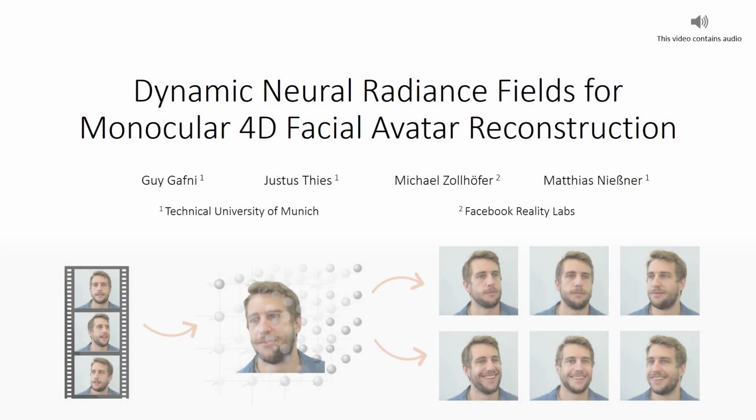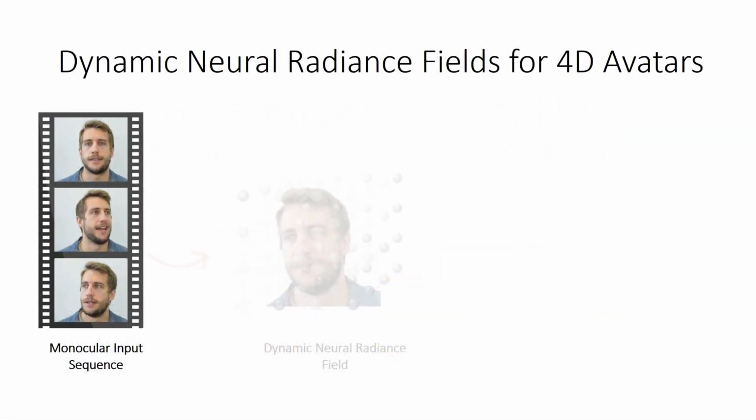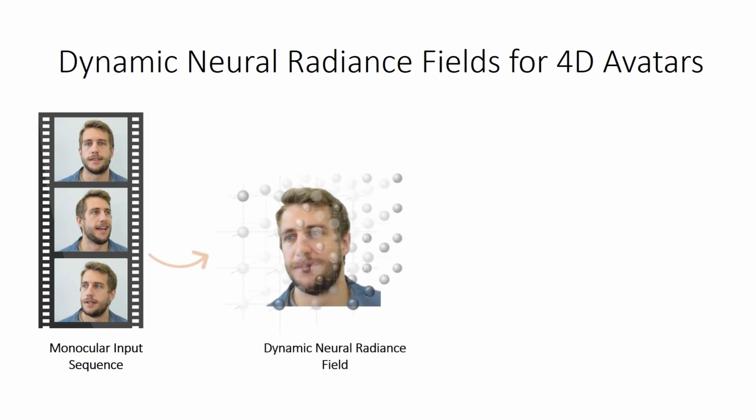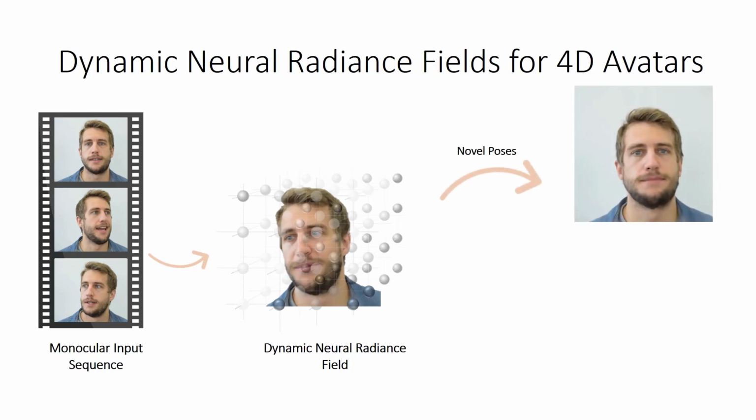We present dynamic neural radiance fields for monocular 4D facial avatar reconstruction. Given a monocular video stream of a talking person, we reconstruct a volumetric representation of the facial appearance and dynamics. Specifically, we propose a hybrid between a scene representation network and a low-dimensional morphable face model, which gives us explicit control over pose and expressions.